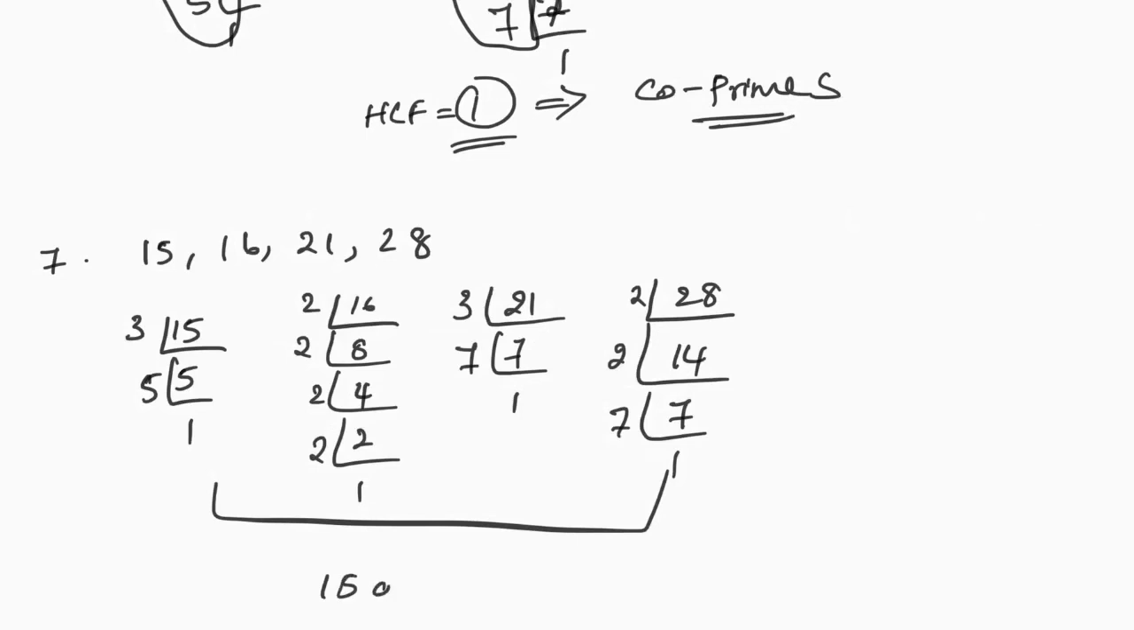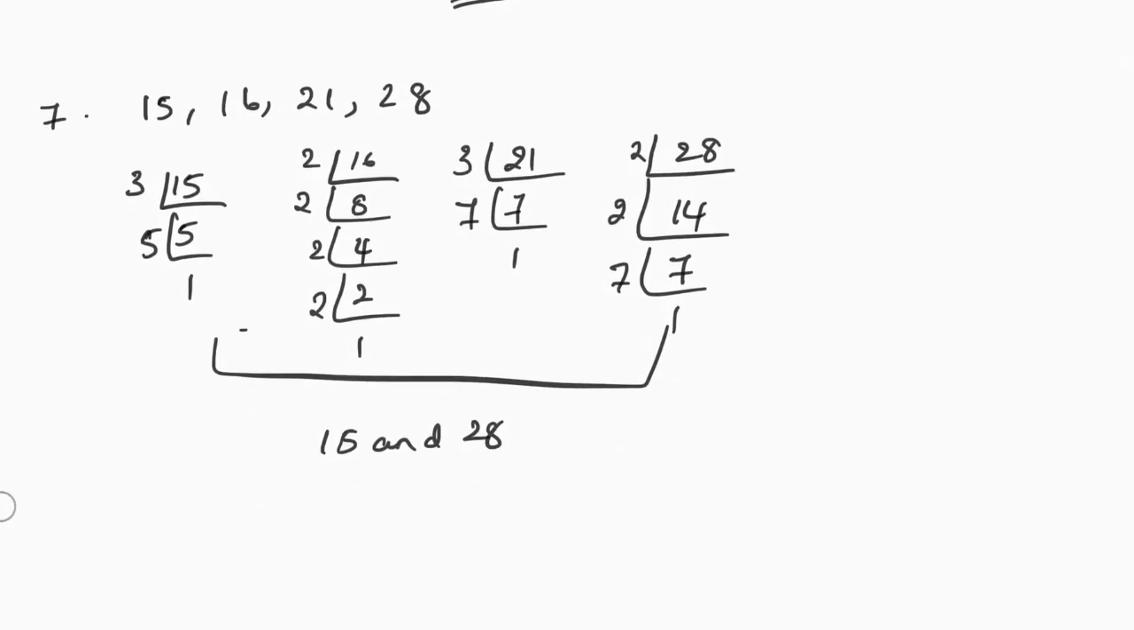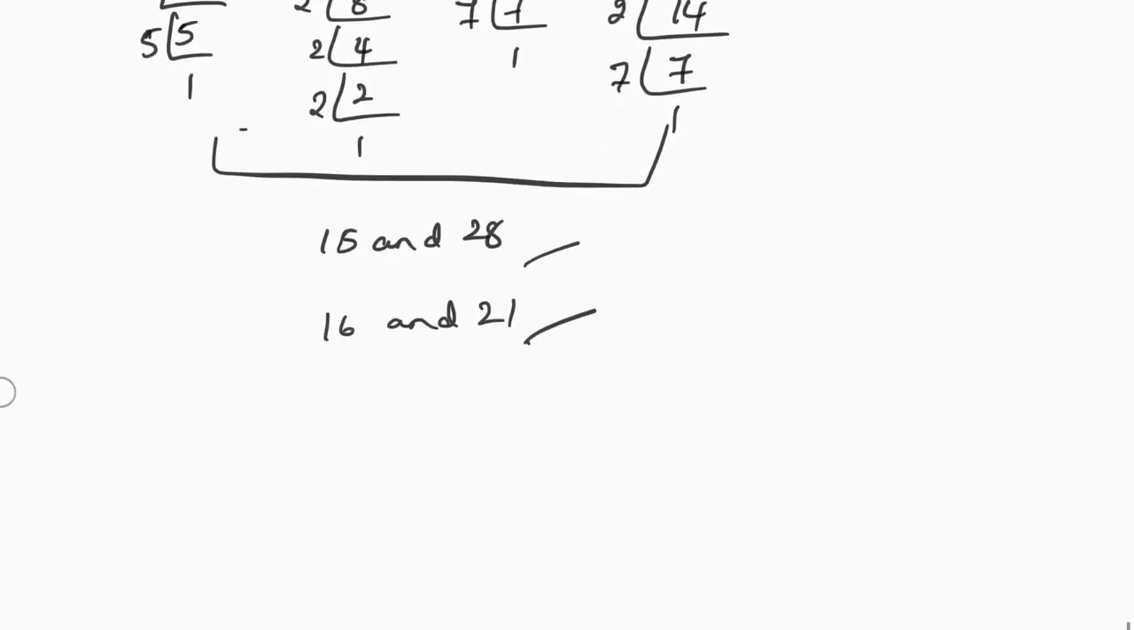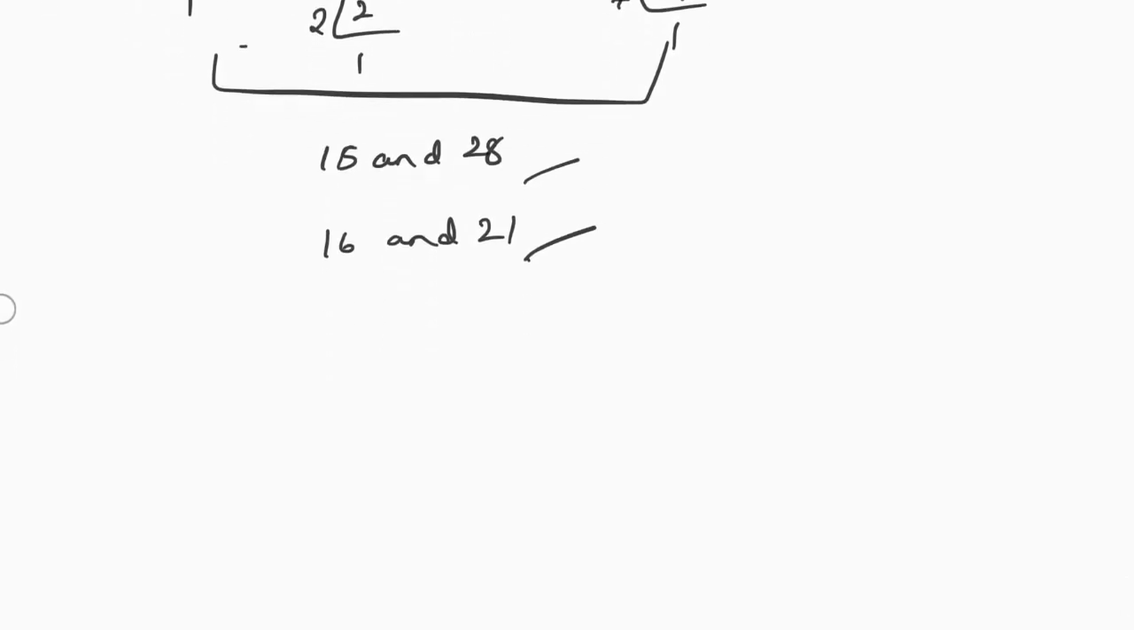I can tell that 15 and 28 are coprimes because there is no common factor between 15 and 28 other than 1. Similarly, I can tell that 16 and 21 are coprimes. But 15 and 21 I cannot tell, 3 is common in both. 16 and 28 also cannot. So the pairs of coprimes here are 15 and 28, and 16 and 21. Okay. Now coming to the next question, the 8th one.